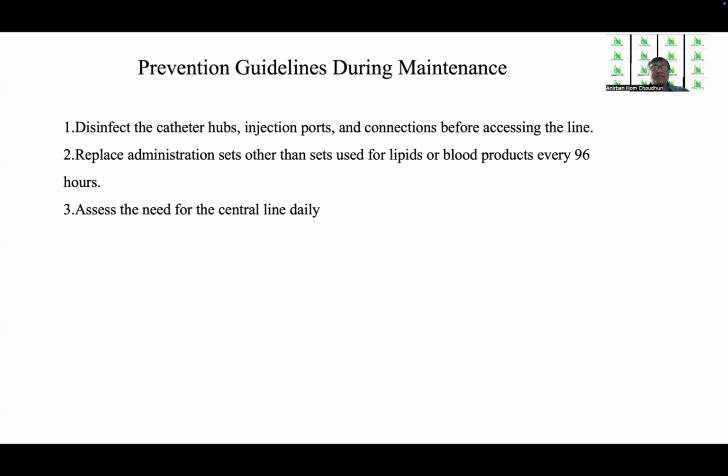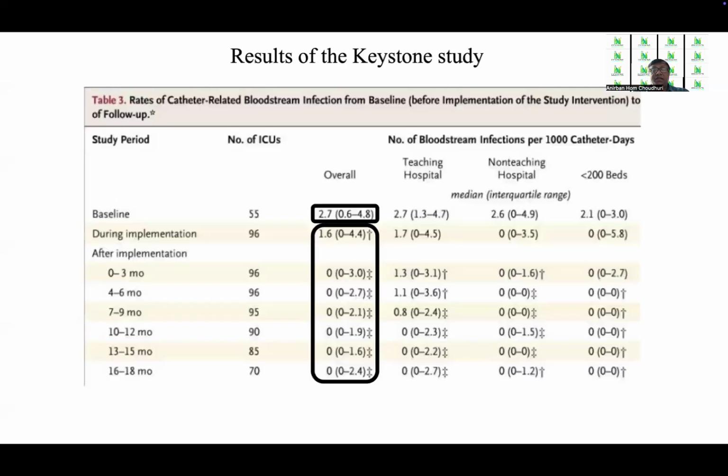Similar guidelines exist during maintenance also. During maintenance, disinfect the catheter hubs, injection ports, and connections each time before accessing the line. Replace administration sets, other than the sets used for lipids or blood products, every 96 hours, and assess the need for the central line daily so that it can be removed at the earliest when it is no longer necessary.